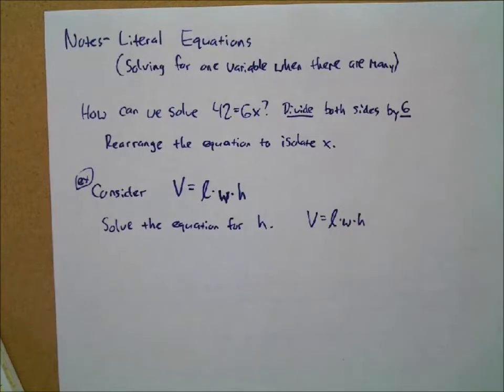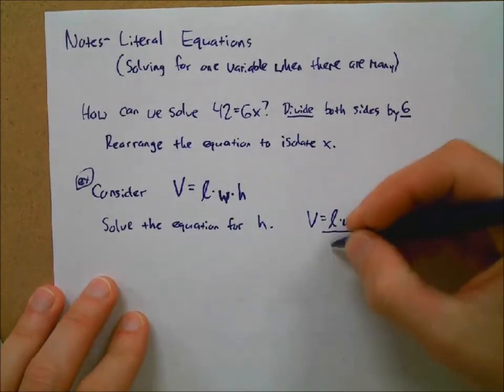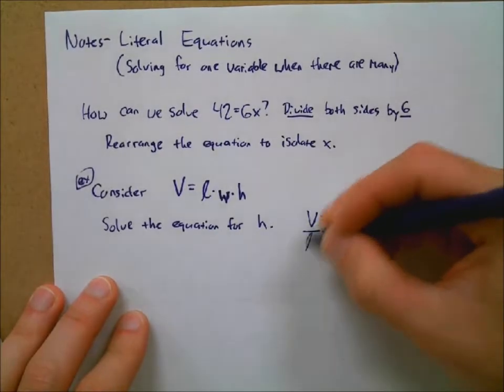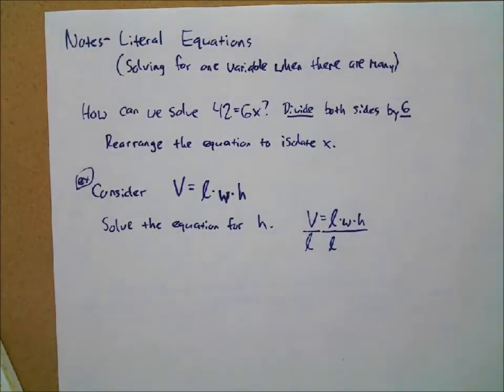We're going to get the H by itself, right? There's this L here. How can we get rid of that? Divide. Yeah, divide both sides by what? L. Yeah, see? You knew what to do. Divide by L. Okay? What else can we divide by? What else do we need to divide by? A W, right? It's LWH. So let's go ahead and divide by the W at the same time there.